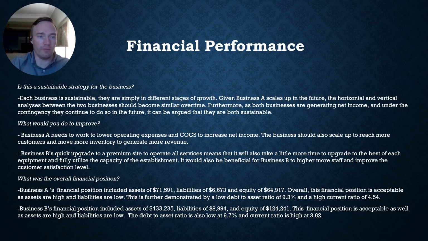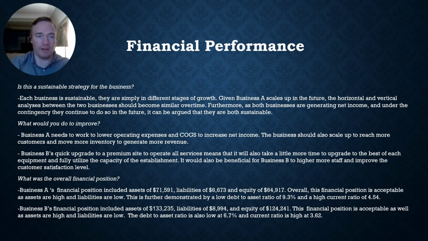What is the overall financial position? Business A's financial position included assets of $71,591, liabilities of $6,673, and an equity of $64,917. Overall, this financial position is acceptable as assets are high and liabilities are low. This is further demonstrated by a low debt-to-asset ratio of 9.3% and a high current ratio of 4.54.